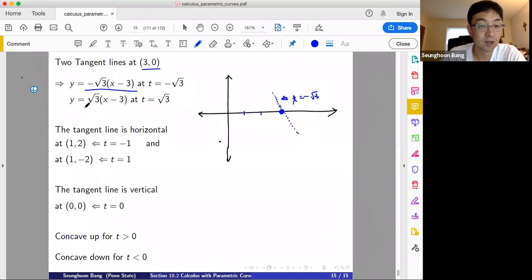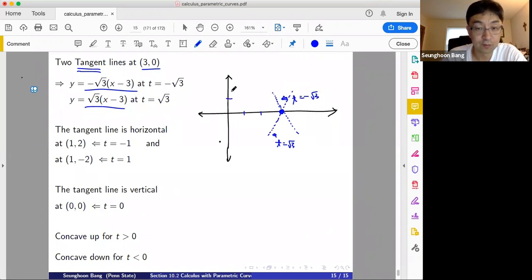Another one here: y equals root 3 times x minus 3. We have another tangent line. This one is increasing. What's t in this case? T is root 3. We have this tangent line. Here, two tangent lines. The next one, 1, 2.